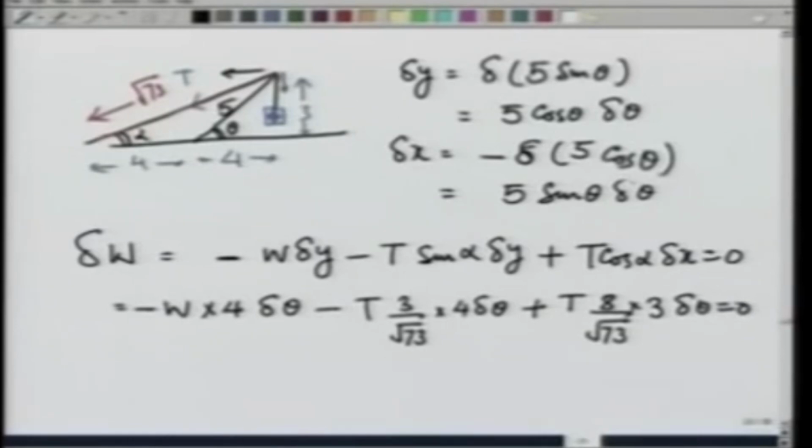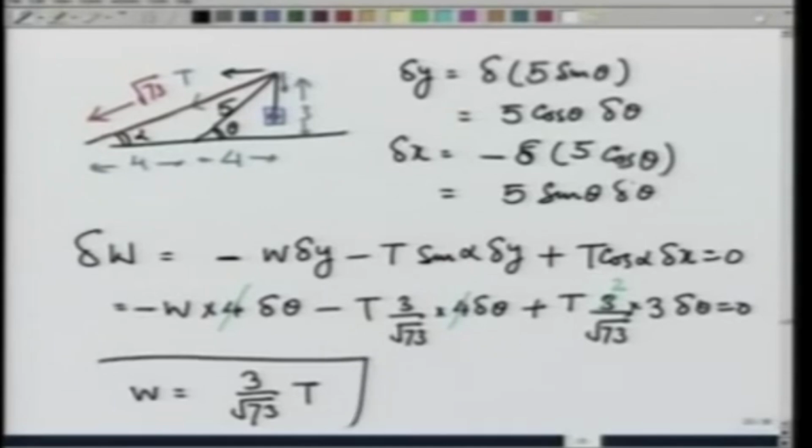And that gives you, I can cancel the 4, 4, 4, and this will give me 2 here, and that gives you W is equal to 3 over root 73 times T. That is the weight that can be held by this machine. You see, again the calculation was very straightforward.